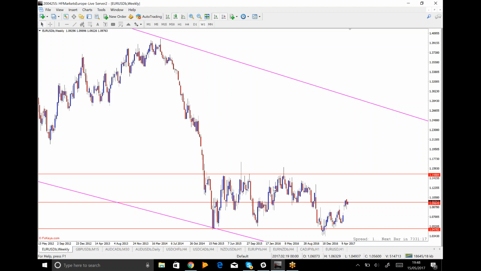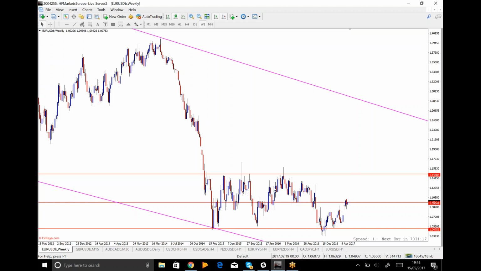What are we looking for now? We got a nice looking head and shoulders that looks like it wants to form as well. And now we are looking for our short trades on Euro. Nothing complicated there. The only reason I'm saying sell, we're at resistance.